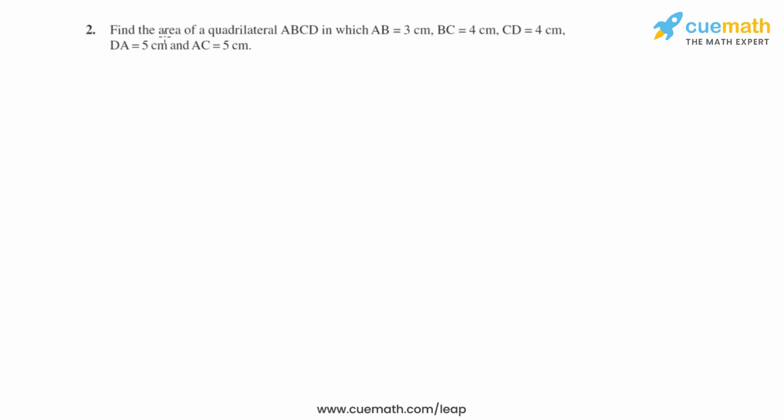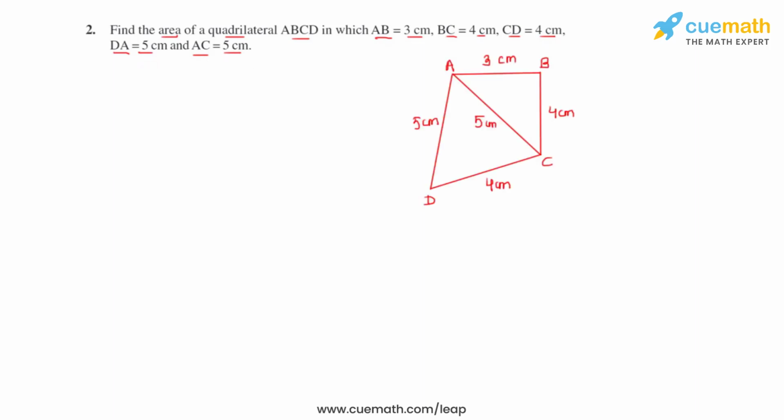Question number 2 says: find the area of a quadrilateral ABCD whose four sides have been given as AB equals 3 centimeters, BC equals 4 centimeters, CD equals 4 centimeters, and DA equals 5 centimeters. And one of its diagonals, AC, is equal to 5 centimeters. So let's first draw the required quadrilateral.